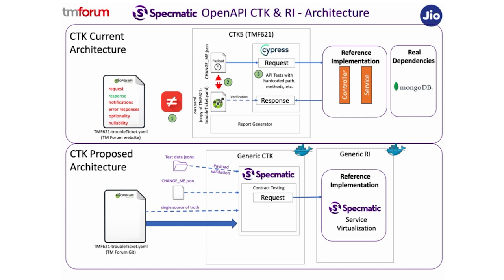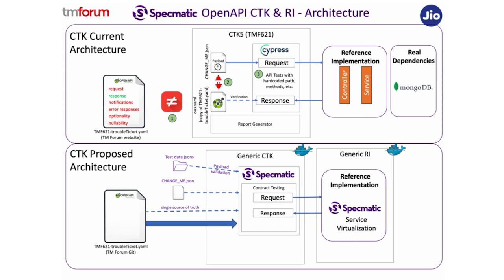Now, what we've also done is build a generic reference implementation. We don't need a reference implementation per API. So we've built a generic reference implementation and we've Dockerized that. Again, this is powered by Specmatic service virtualization, where we are able to essentially take an OpenAPI specification at runtime and start serving responses as per that specification. So that's the service virtualization piece, which basically uses the specification to run it.